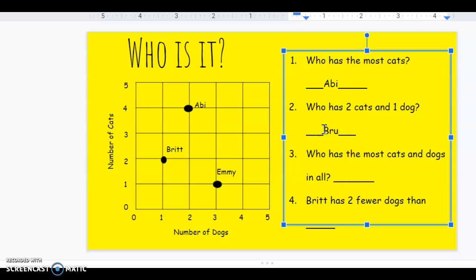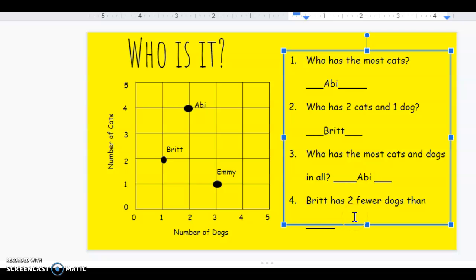Whoops, let me get back here. There we go. Who has the most cats and dogs in all? Well, this one, we're going to have to do a little math. So we see that Abby has 4 cats and 2 dogs, so 4 plus 2 is 6. Now we look at Britt. Britt has 2 cats and 1 dog, so 2 plus 1 is 3. And Emmy has 3 dogs and 1 cat. 3 plus 1 is 4. So we could say that Abby has the most cats and dogs.